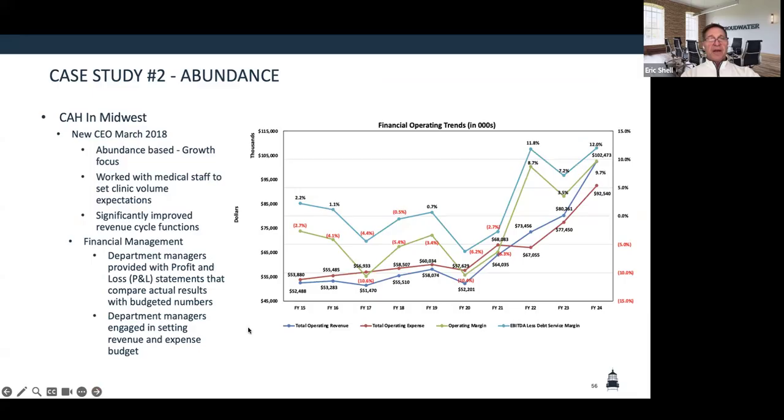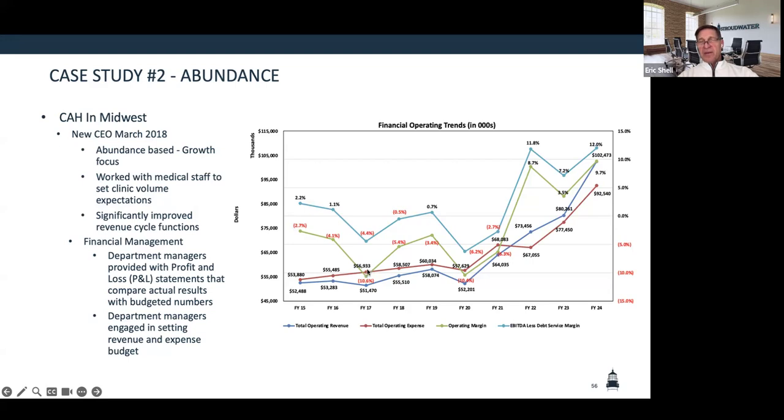This was a critical access hospital. A new CEO came in. Here was their performance. This number right here is operating margin. My pointer's on this kind of pale green color. And this hospital was just tanking. And you can see they had a negative 10.6% operating margin.